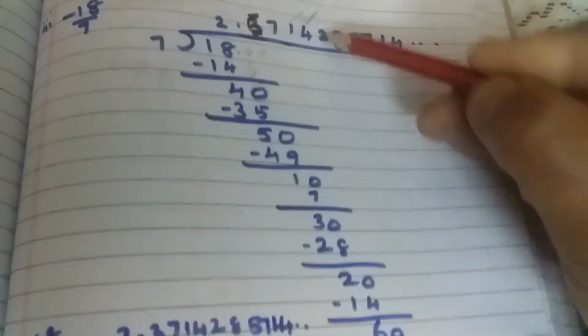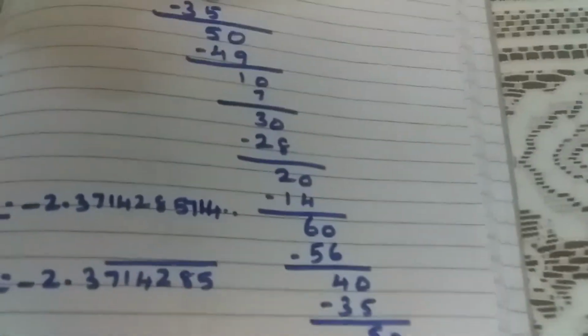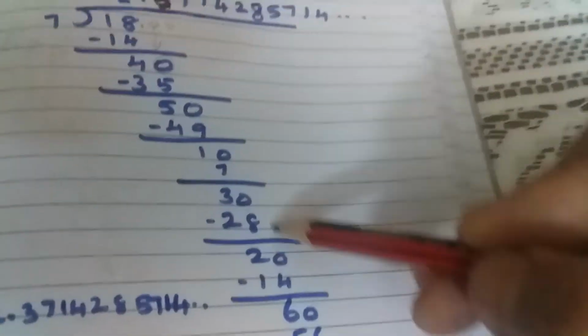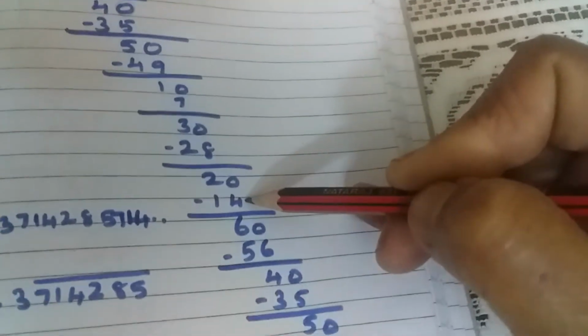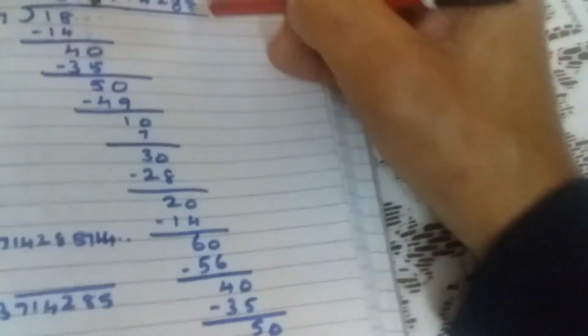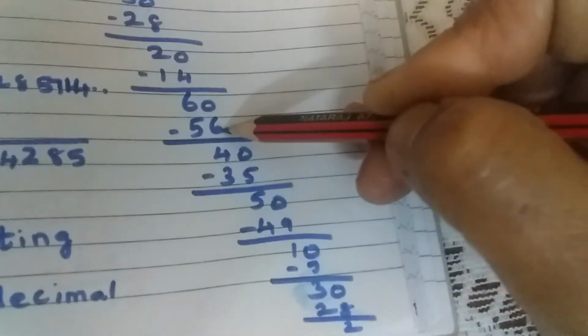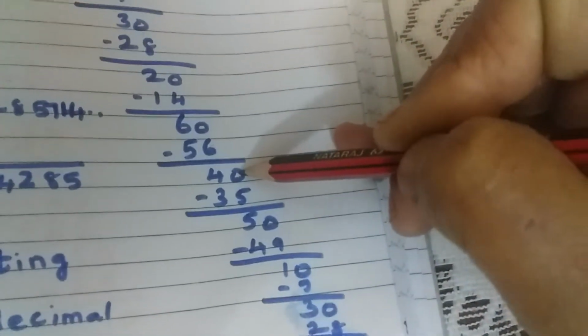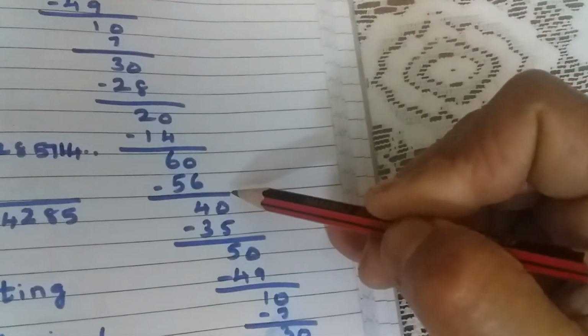4 7s are 28. And the remainder is 20. You put 0. Then when you put 0, 2 7s are 14. Now 20 minus 14 is 6. Put a 0. Next 7 8s are 56. 60 minus 56 is 4. Add 1 0. And for 35 it is again 5 7s are 35.